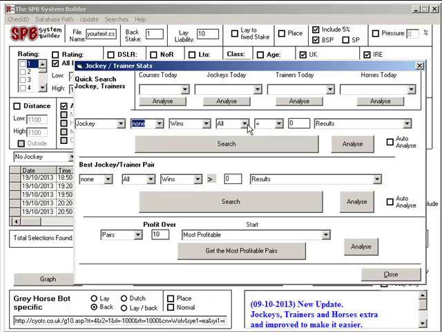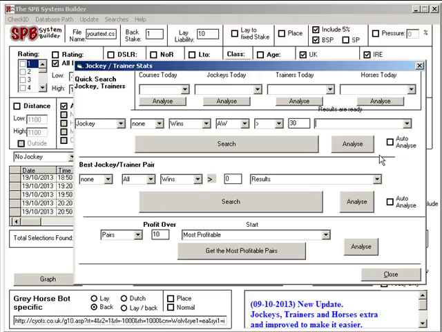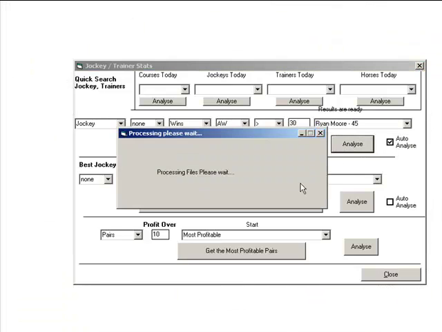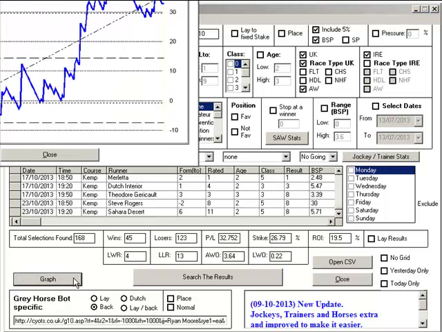We're going to look at wins, and we're going to have a look at wins on AW, and let's just say, I don't know, over 30, just to have a quick look and see what happens. So we search that, and we've got back these results. Okay, so let's just have a look at Ryan Moore. We're going to auto-analyse. Okay, that means it will analyse on the main screen automatically. And as we can see, Ryan has actually made 32 points.